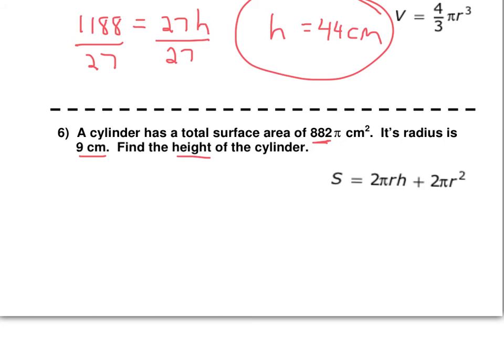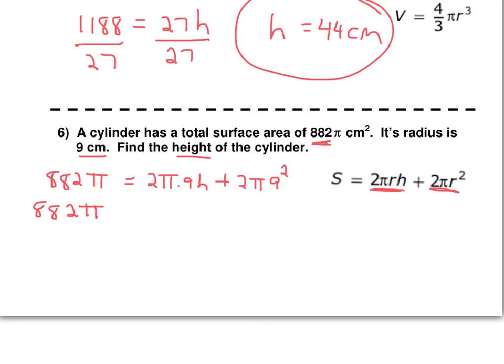So it says the surface area is 882, so I put that in first: 882 pi centimeters squared. That's the surface area. Then I plug in my numbers. So I have 2 pi, and it says the radius is 9, so 2 pi times 9 times h. That's the first part, 2 pi rh, plus 2 times pi times radius squared, so 9 squared. Now everything's in. Now I just have to simplify and then solve for the height.